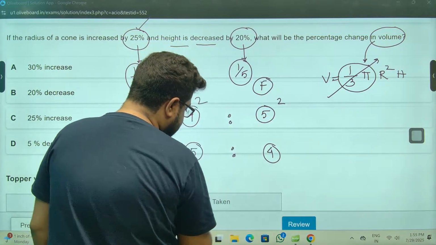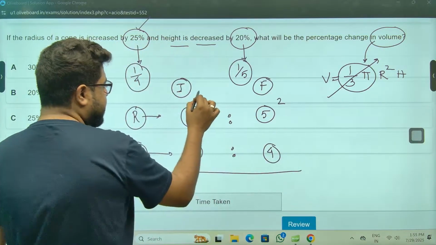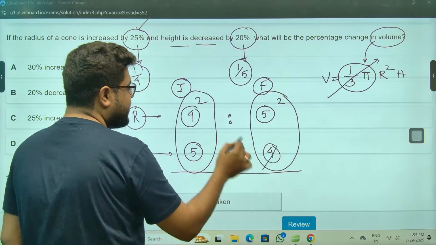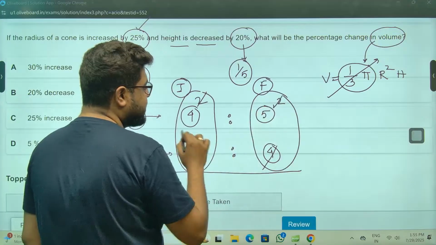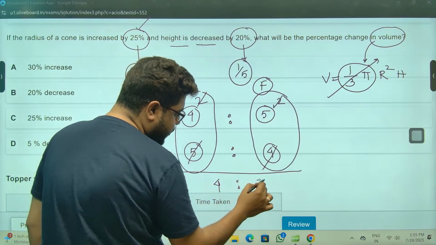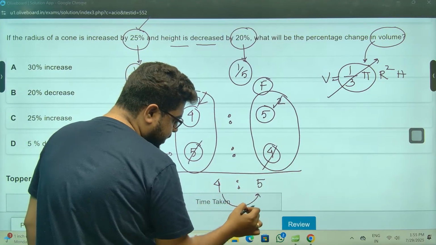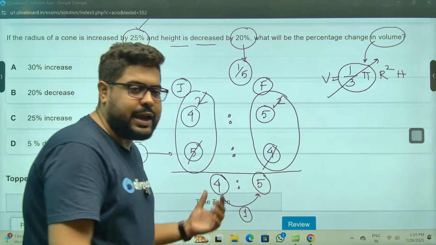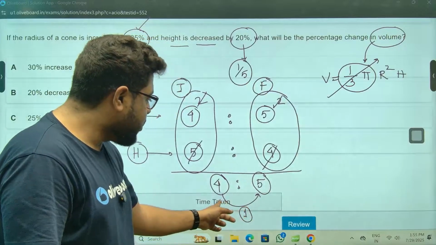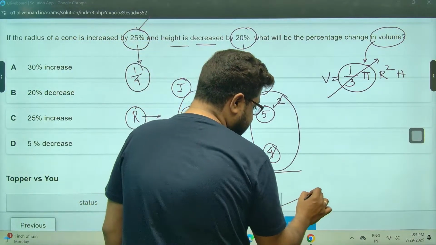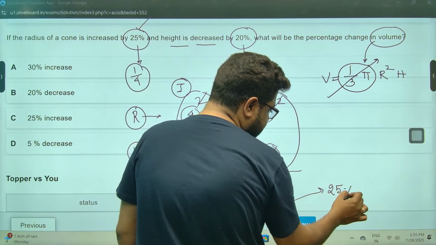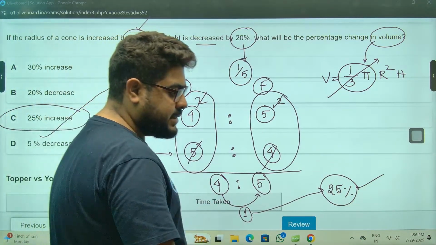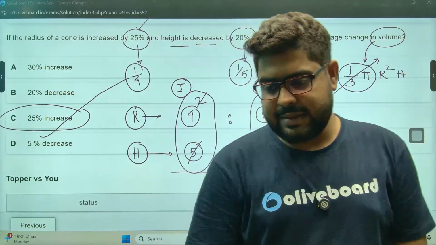So what will be the initial versus final volume? Initial volume is this. Final volume is this. So take the compound ratio. 4 square, 5, 5 cancels. So the ratio becomes 4:5. Increment of 1. 4 was the initial volume, 5 is the final volume, meaning an increment of 1 out of 4. Percentage 25%. 1/4 is always 25% increase. Option C is the correct answer, sir.